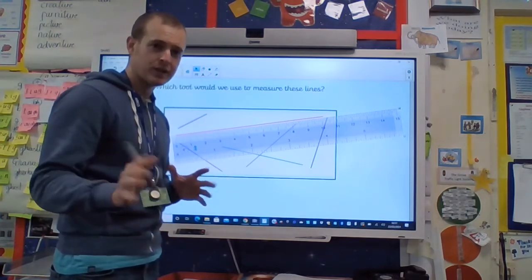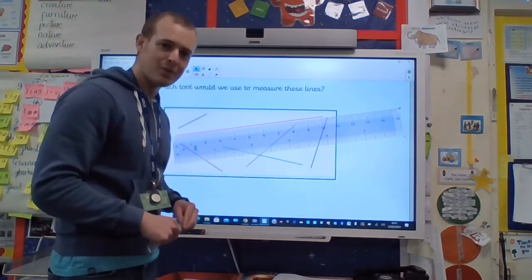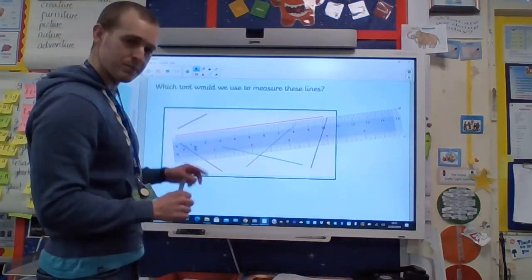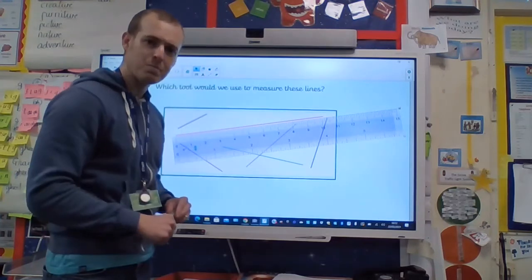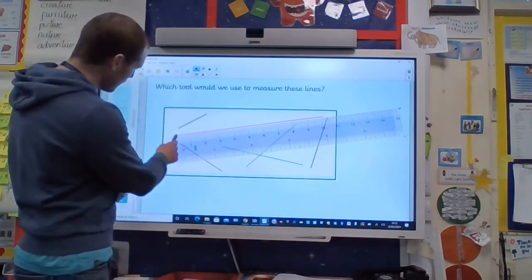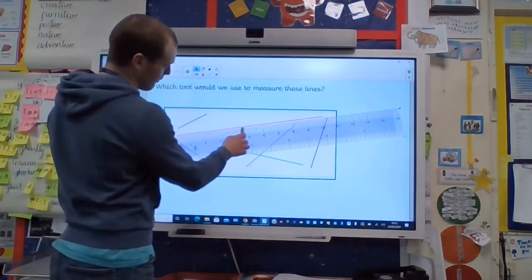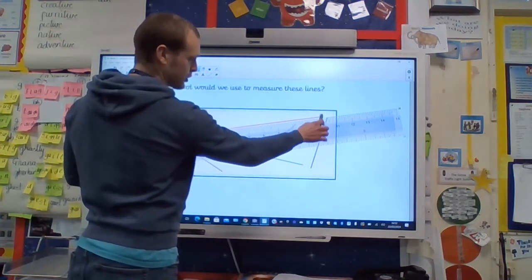Shout out at the screen. That's right, they're called millimetres. So these tiny little lines in between are millimetres. We've got centimetre here, big jump, tiny little lines, millimetres. So I started at 0. I've lined up my ruler, and I'm going to stop at the end.